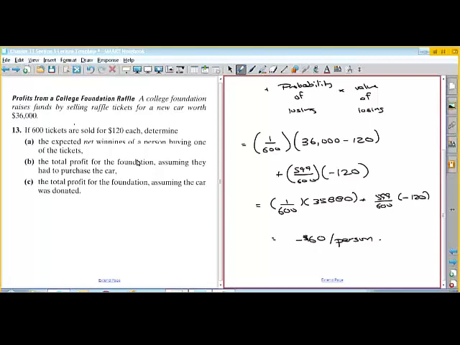So the second question is, what is the total profit for the foundation, assuming they had to purchase the car? So there's two ways of doing that. One is to use the expected net loss per person, because what is it they say? One man's trash is another man's treasure, or somebody's loss is another person's gain. So in this case, the money that the players lose, they don't burn it. It goes to the profit.